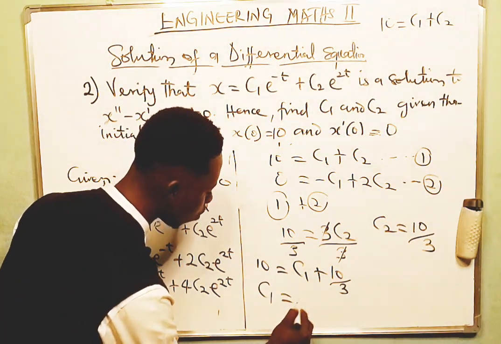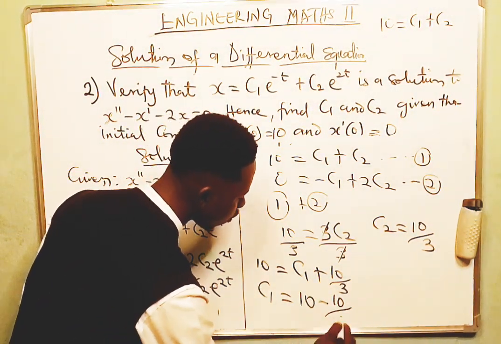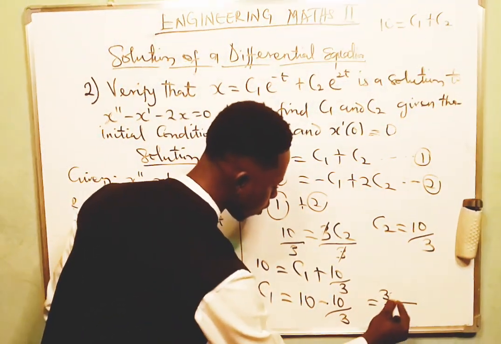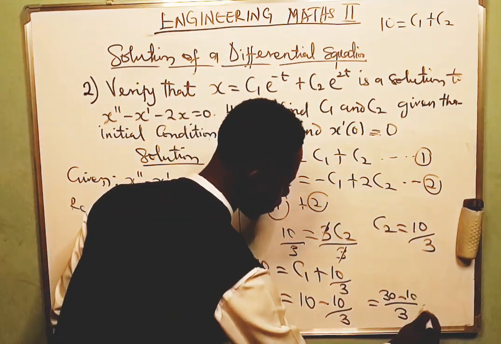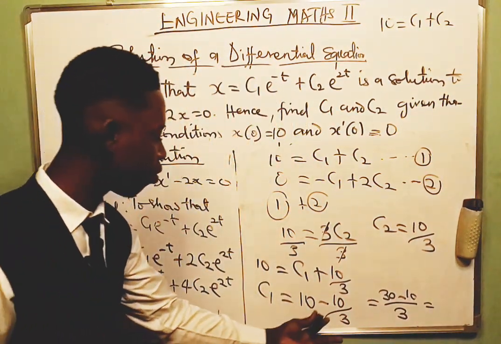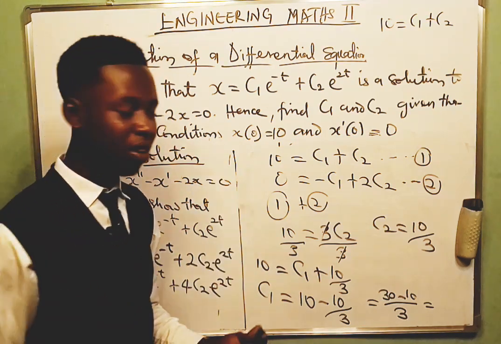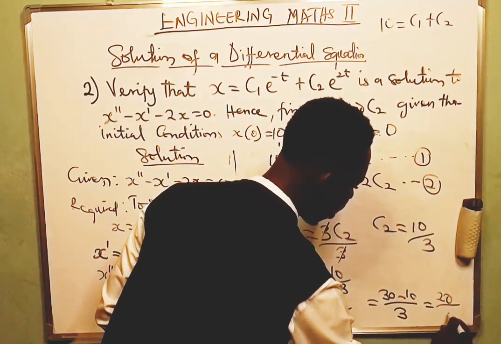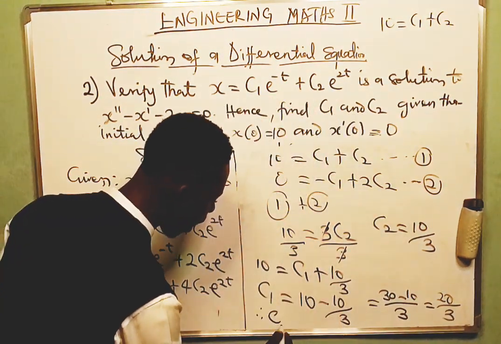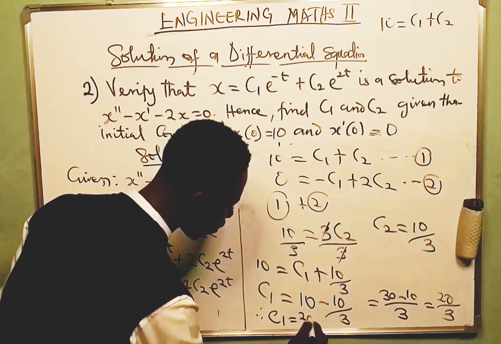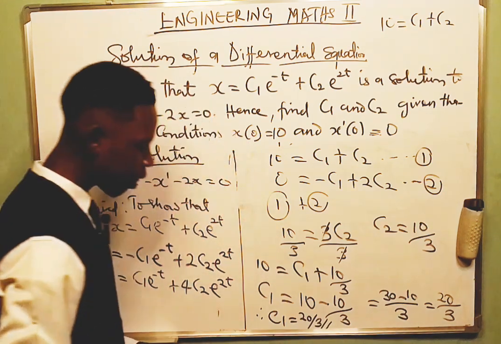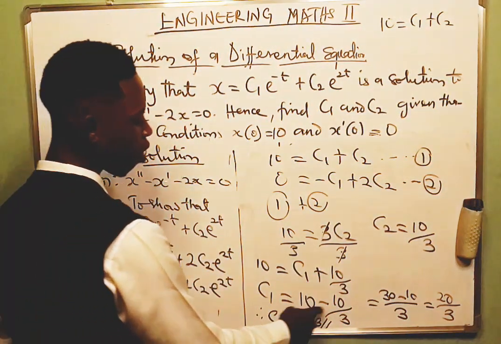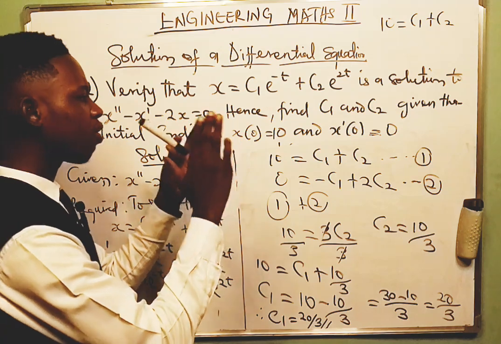Therefore, C1 will be equal to 10 minus 10 over 3, and then I'm going to have 30 minus 10. I'm sure you're an engineering student, I don't need to show you how I did this one because you've been practicing it over and over again. So 30 minus 10 gives us 20 over 3. Therefore, our C1 is equal to 20 over 3. Now, we have our C2 to be 10 over 3 and our C1 to be 20 over 3. You've gotten your C1 and C2.